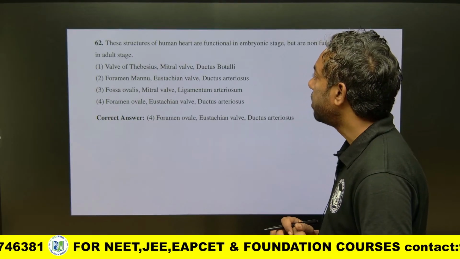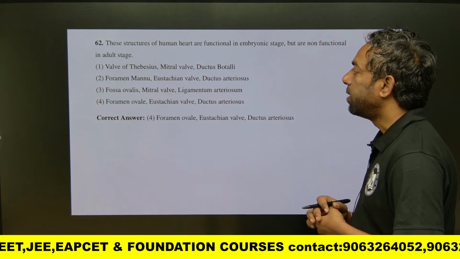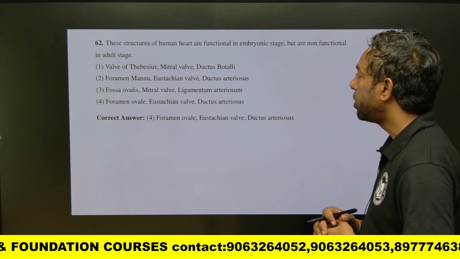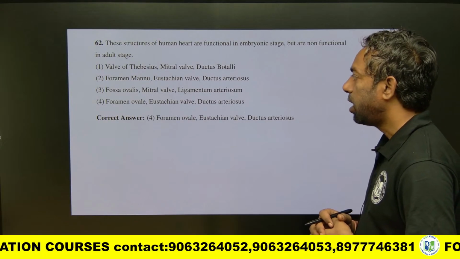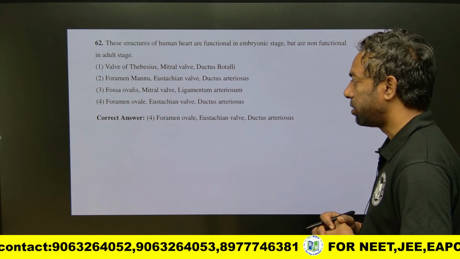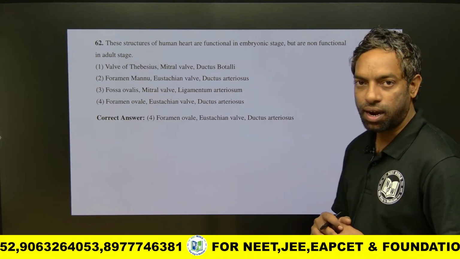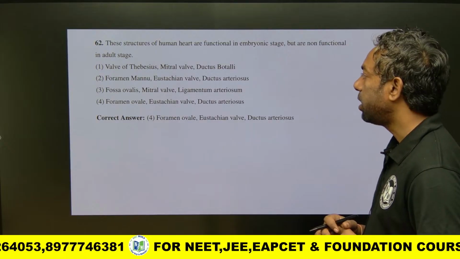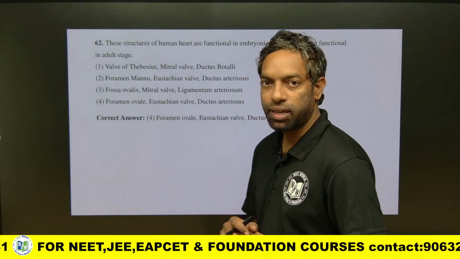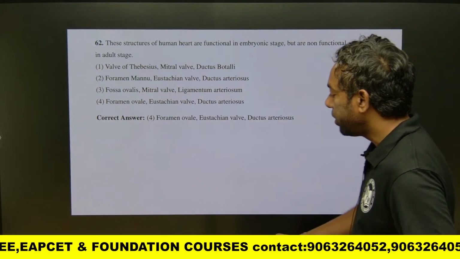First option: valve of Thebesius, mitral valve and ductus botalli. Next option: foramen ovale, Eustachian valve, ductus arteriosus. Third option: foramen ovale, mitral valve, ligamentum arteriosum. Fourth option: foramen ovale, Eustachian valve and ductus arteriosus. These are the parts involved in the embryonic stage, and in the adult stage they remain non-functional. We are going to discuss it.